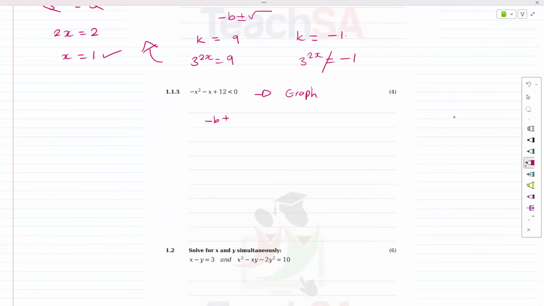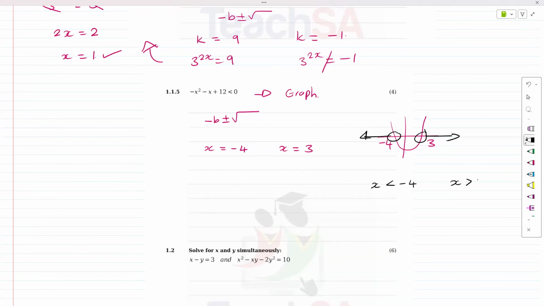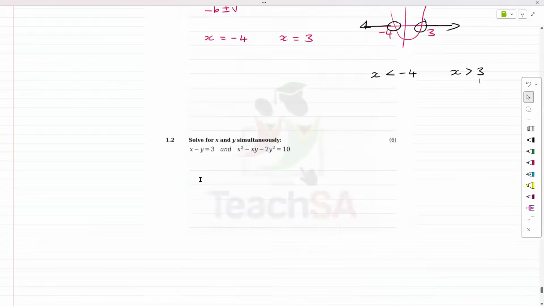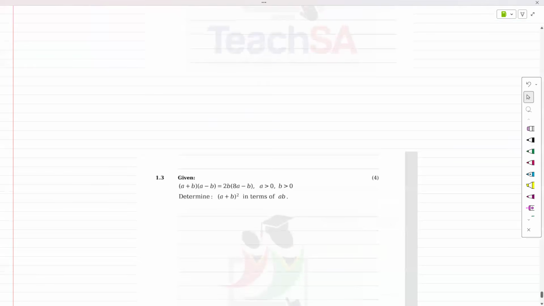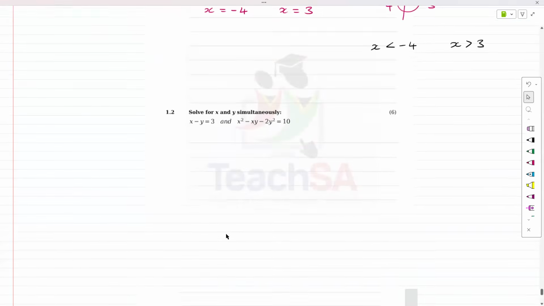If we use the minus b formula and solve this, we get critical points of x equals minus 4 and x equals 3, right? Guys, draw your graph. That's minus 4, that's 3, and remember it's not equal to, but it's quite simple to deal with. If you don't want to use critical points or a graph, x is less than minus 4 or x is greater than 3. That's fine.